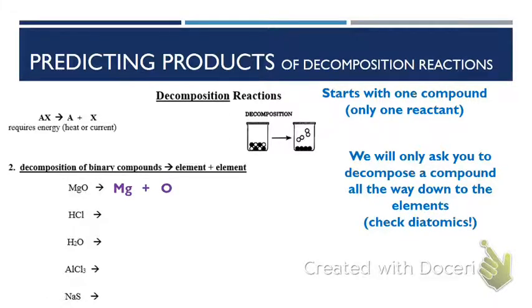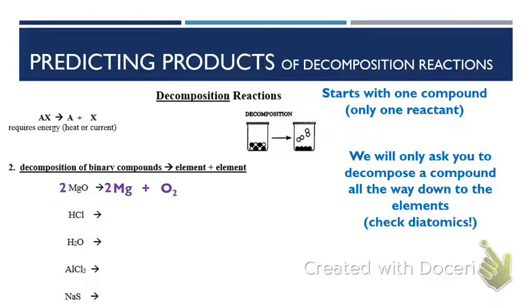And I'm going to check my diatomics. Mg is not a diatomic, yay. O is, so I add a little 2 onto it. Those are my products. Now to balance that reaction, I need a little 2 over here, then a 2 over there, and we're all good.